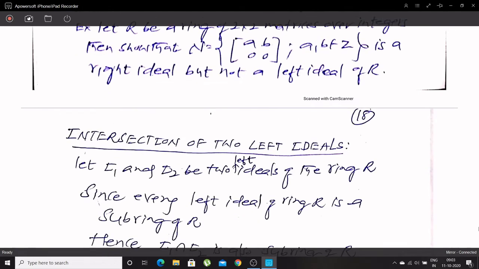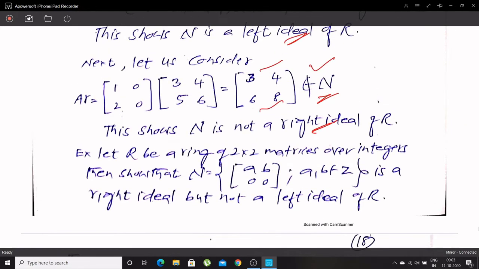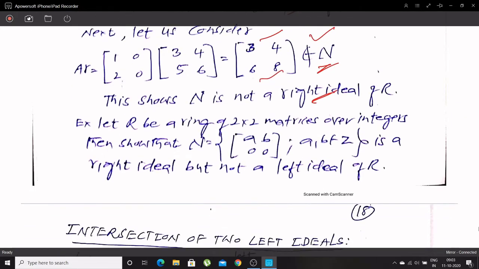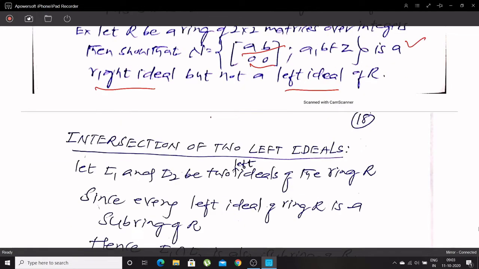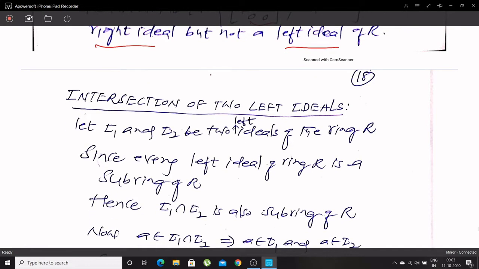Try to work out this second example. Here in the second example, what have I taken? The first row elements are A, B. The second row elements are strictly 0. If the example is of this nature, it is a right ideal but not a left ideal. Try to work out this example. Now I will take important results related to ideals.